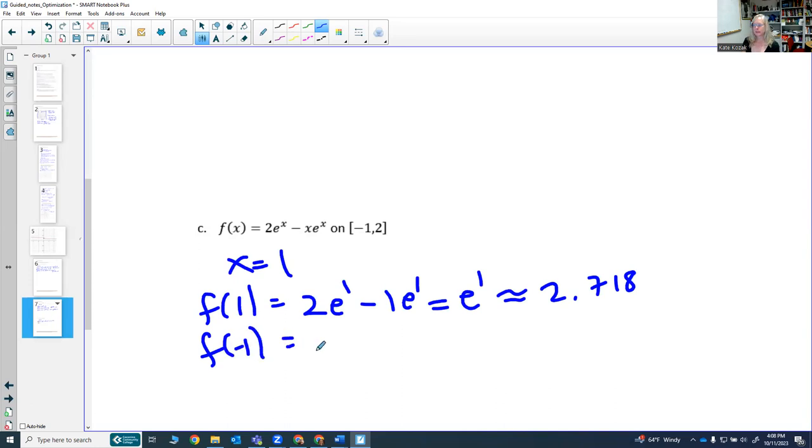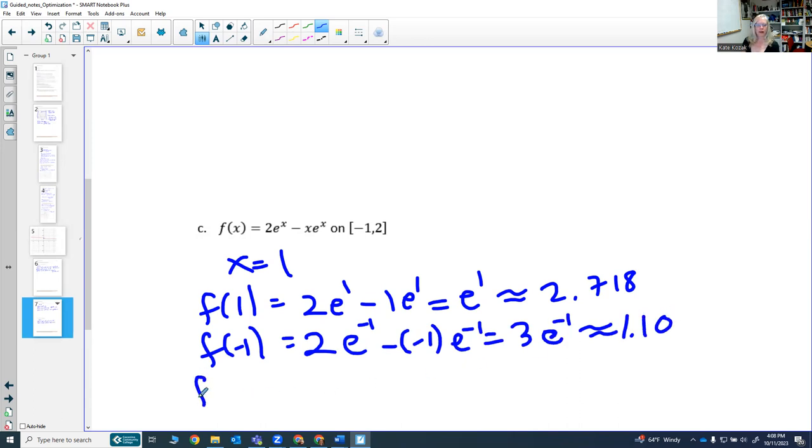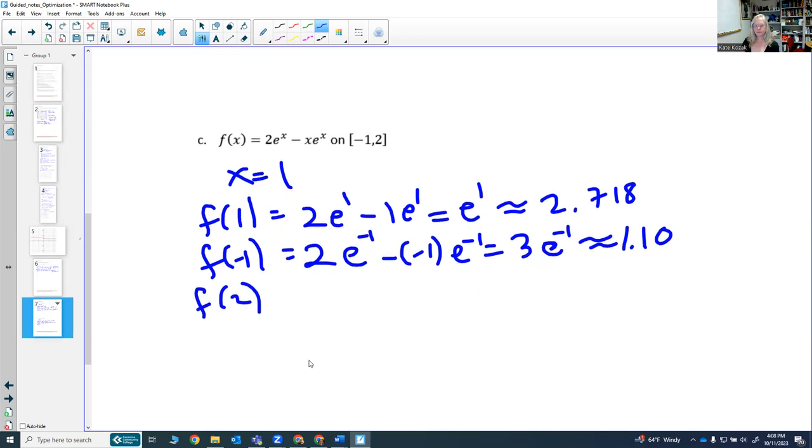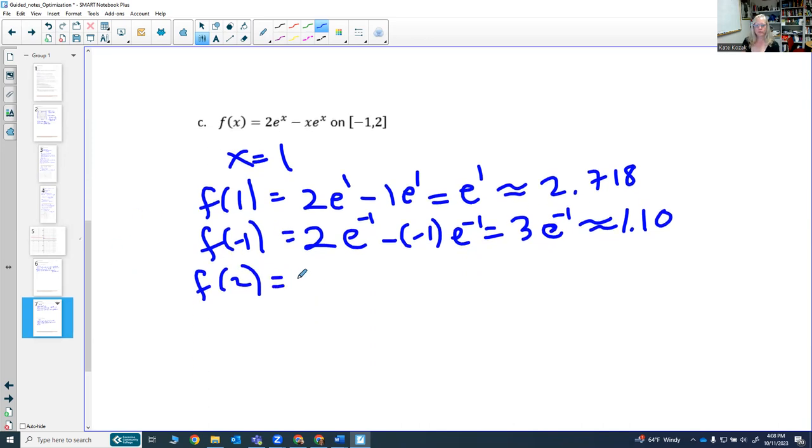F of negative 1 is equal to 2 e to the negative 1 minus negative 1 e to the negative 1, which is actually equal to 3 e to the negative 1, approximately equal to 1.10. And f of 2 is equal to 2 e to the 2 minus 2 e to the 2, which is 0. The largest number is 2.718, so that's your global max. And the smallest number is 0, so that is your global min.